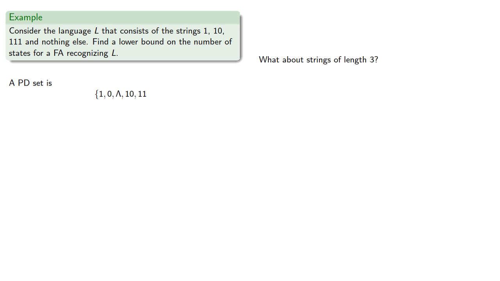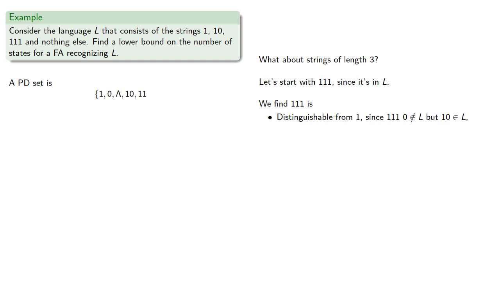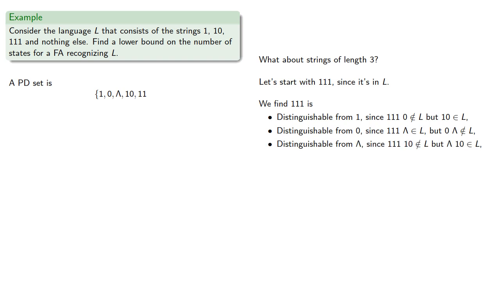What about strings of length 3? Let's start with 1, 1, 1, since it's in L. So, 1, 1, 1 is distinguishable from 1, since appending a 0 gives us something that isn't in L, but 1, 0 is. It's distinguishable from 0, because appending the empty string gives us something in L, but appending the empty string to 0 gives us something that isn't. It's distinguishable from the empty string, since appending 1, 0 to 1, 1, 1 gives us something that's not in L, but 1, 0 is.